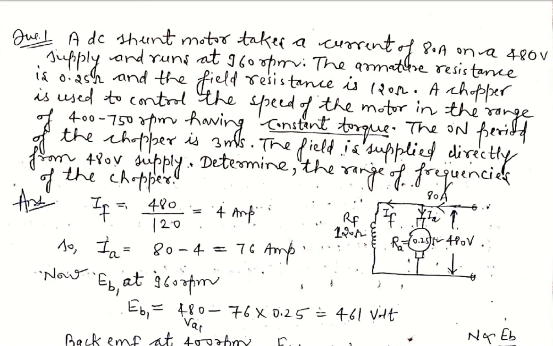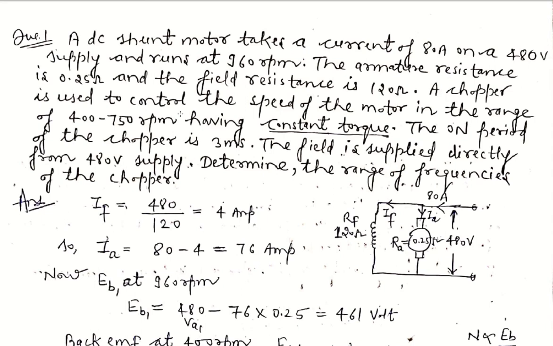In today's lecture we will see some numerical problems based on DC drives. So the first numerical problem is this. A DC shunt motor takes a current of 80 amperes on a 480 volt supply and runs at 960 rpm, and the armature resistance is 0.25 ohm and the field resistance is 120 ohms.